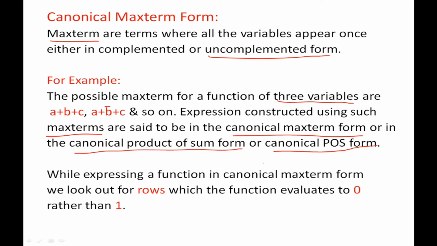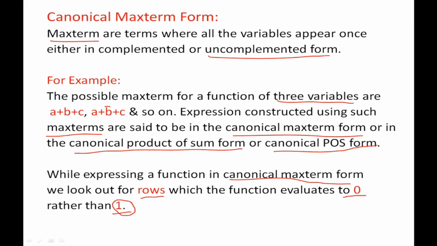Product of sum form represents the max term, and sum of product form is going to represent the min term. So while expressing a function in a canonical max term form, we look out for rows where the function evaluates to 0 rather than 1. So here there is a slight change. Now we have to see the function which is evaluating to 0 in the max term, whereas in the min term we used to see the function which is evaluating to 1.